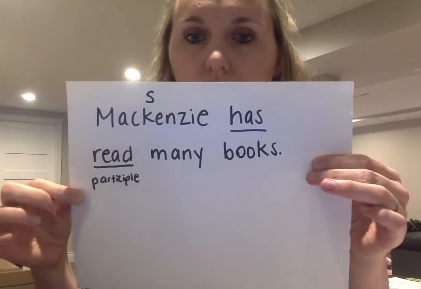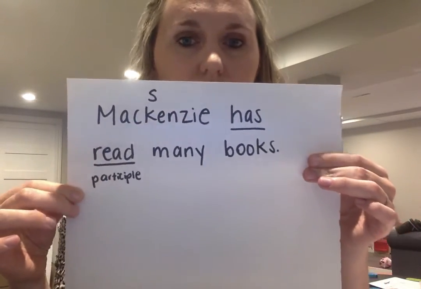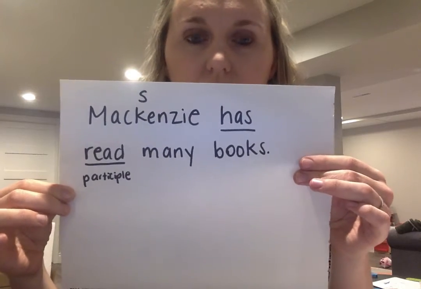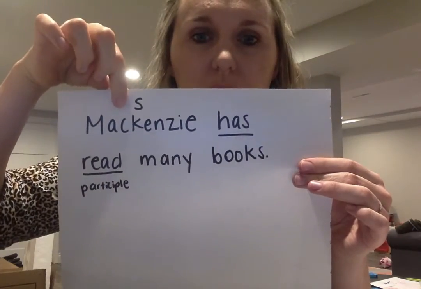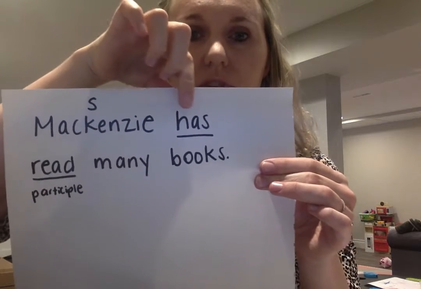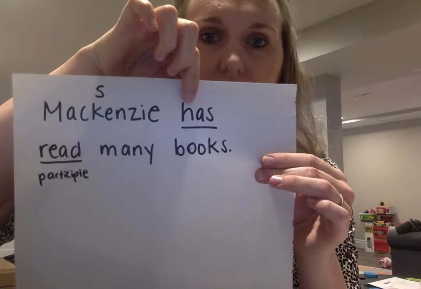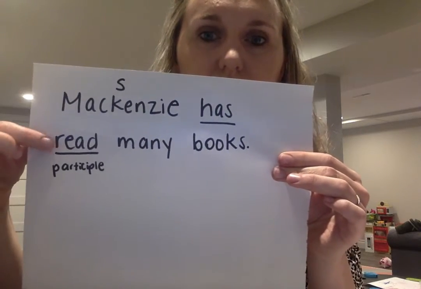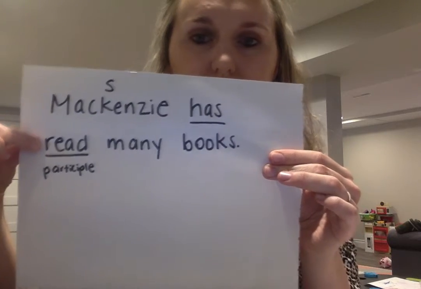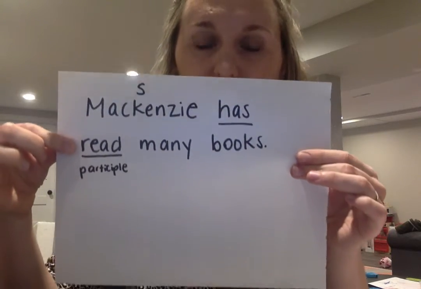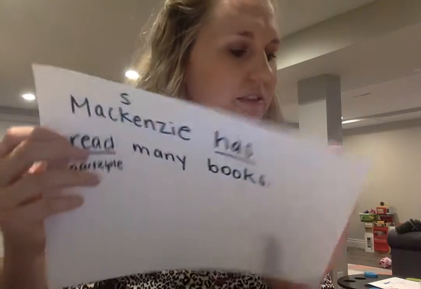Okay, so looking at this, what is the present perfect? How do we make it? So we have a subject, Mackenzie. We have the has. Normally we'd use has or have, and then the participle, read. So that would be our first example. Great. Excellent work.